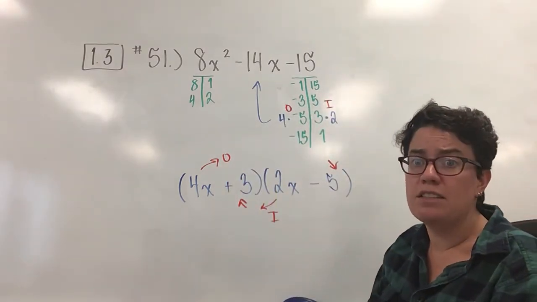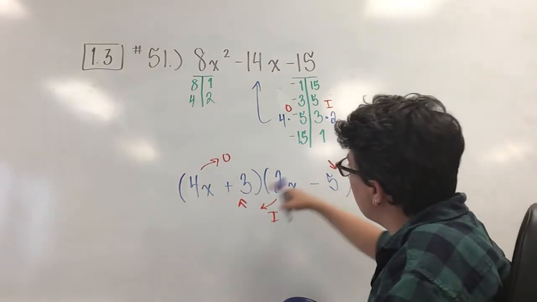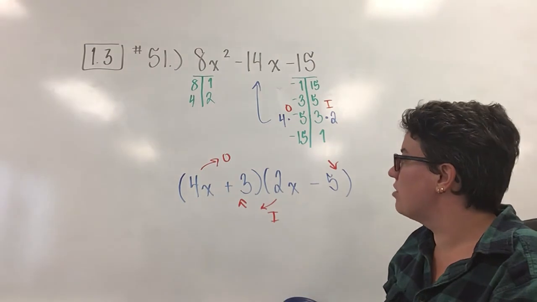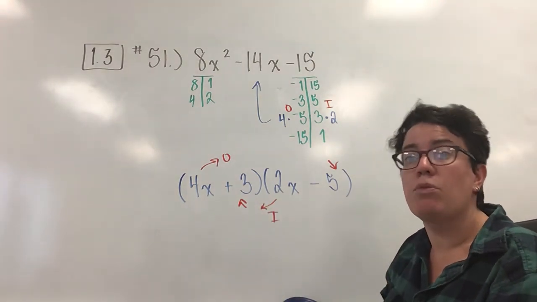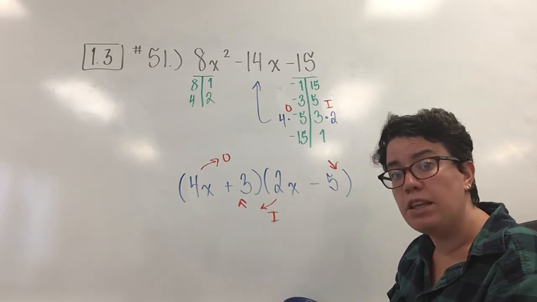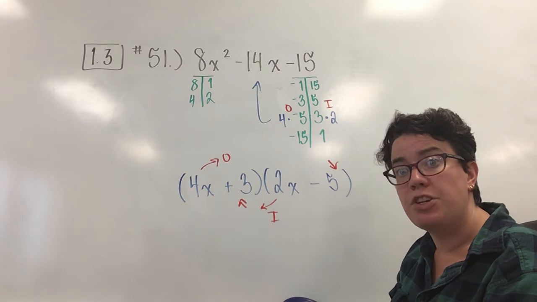And so it's advanced guess and check, but it is just guess and check. And so our final answer is 4x plus 3 times 2x minus 5. Obviously, if you have these terms in the opposite order, that's just fine. By the commutative property, order doesn't affect the outcome of multiplication.